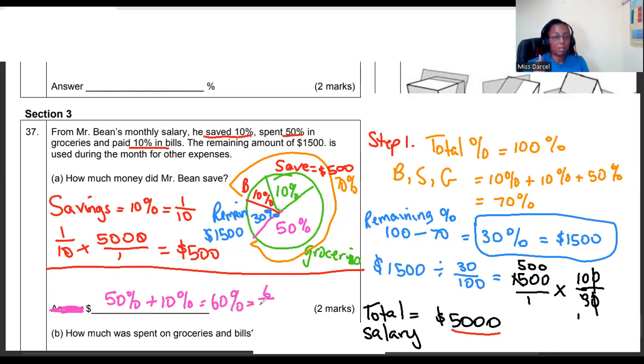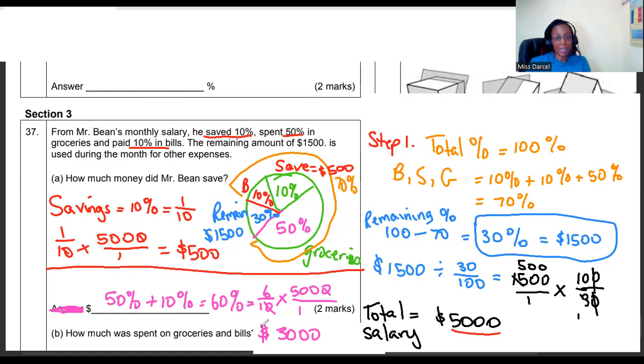Or 6 over 10 if you want to use it in fraction form. So 6 over 10 multiplied by the total salary, answer, 6 multiplied by 5 is 30, plus 2 zeros, 3,000. All right, so that's one way of doing it. Remember, there are many different ways to do it once you show your working. So don't be afraid to show your working once you end up getting the correct answer. All right, so that's the first question.